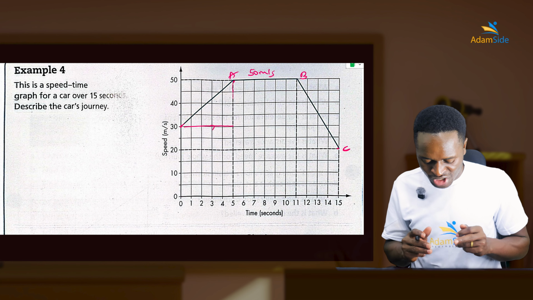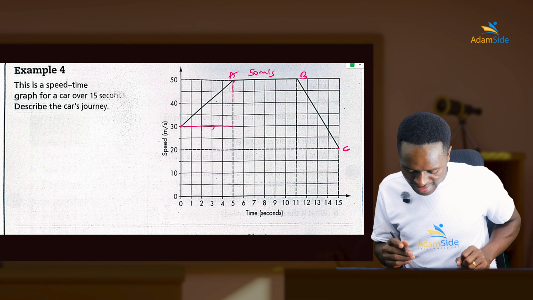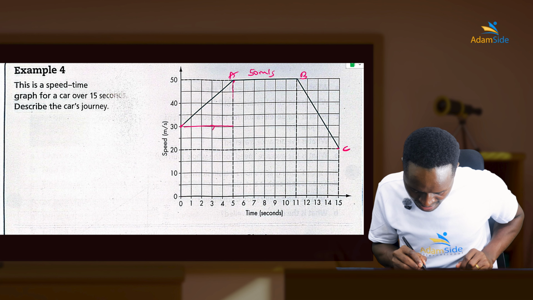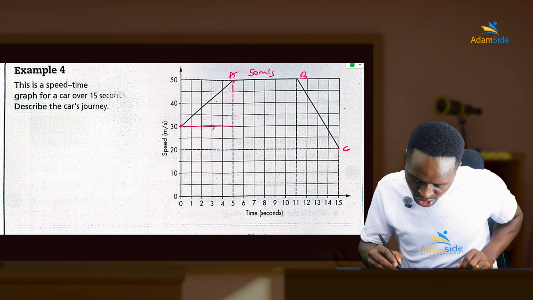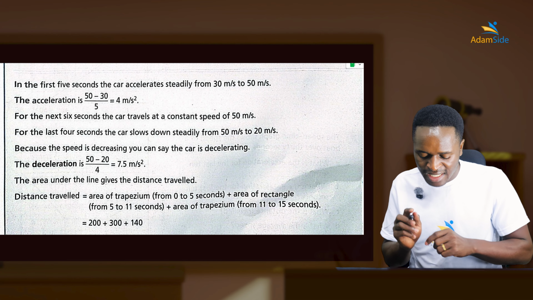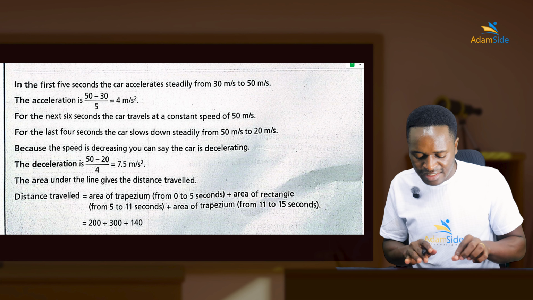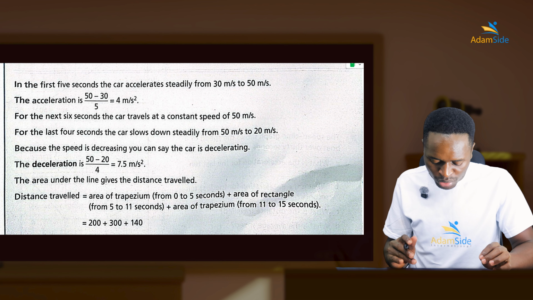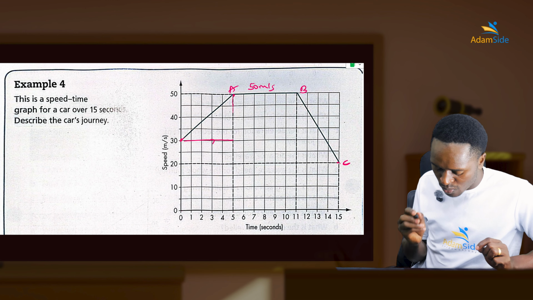So describe the car's journey. A graph for a car over 15 seconds. So you can see all this is over 15 seconds. We can see here the car is accelerating from this point to point A. Then it has constant motion or constant speed, and later on it reduces its speed to point C. Now we say in the first 5 seconds the car accelerates steadily from 30 meters per second to 50 meters per second. Now we go to our example so that we are all on the same page.